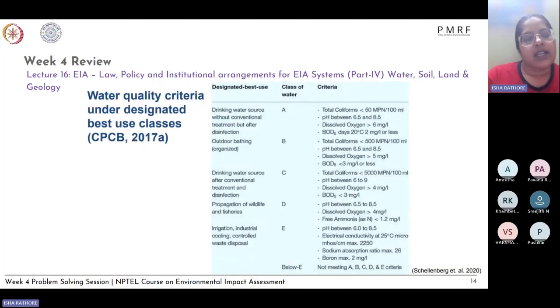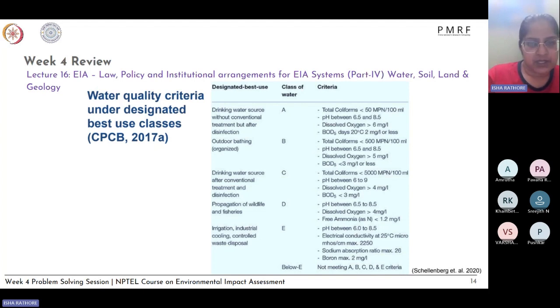lecture unit. And then we looked at water quality criteria under designated best use cases, by the Central Pollution Control Board. So they have defined different classes of water from A to below E. So A to E, and then the last one, below E, is basically if it does not meet any of these criteria. Those criteria are given in terms of the requirement of water. So A is for drinking water source without conventional treatment but after disinfection.